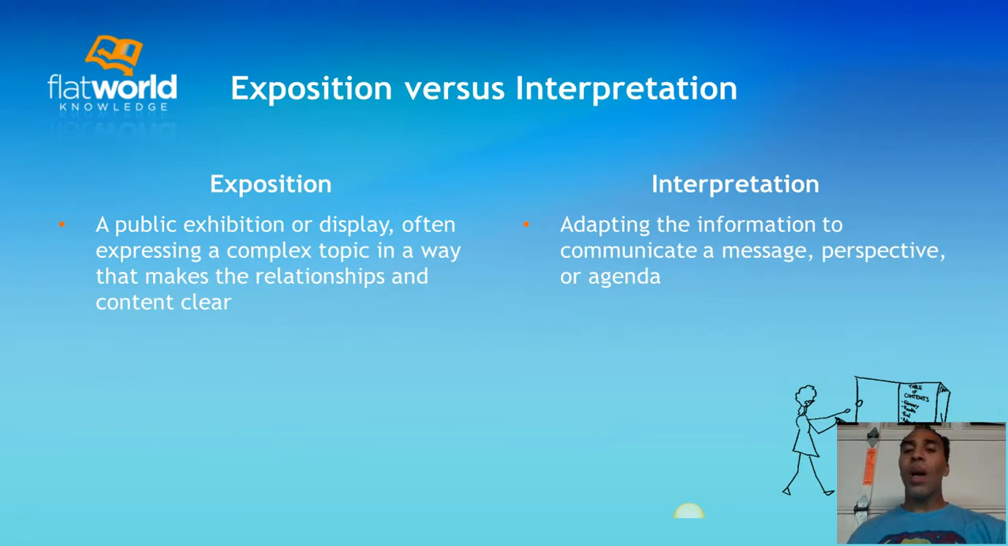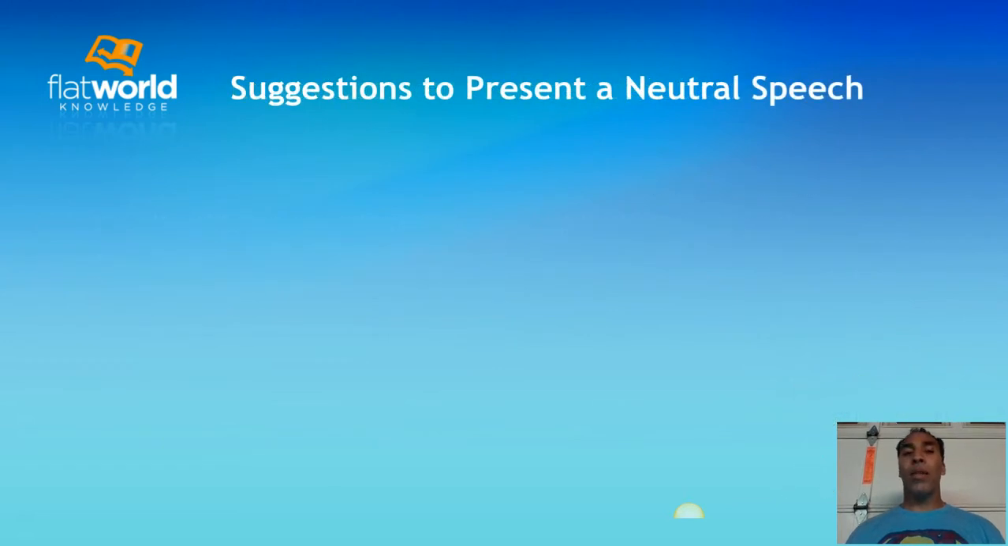Interpretation: adapting the information to communicate a message, perspective, or agenda, right? And the key word is adapting. You want to adapt, I won't say change, but you want to alter certain things in ways that, again, are more palatable to your audience. And the message makes more sense in terms of whatever agenda you have at that time.